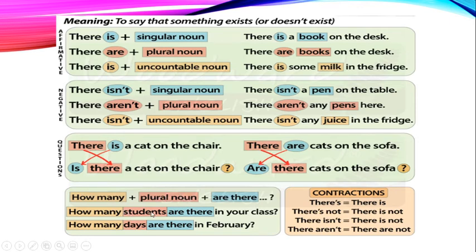How many students are there in your class? How many days are there in February? Okay, and here we have contractions. We say there is, contracted way is there's. There is not, the contracted way there's not. Or we can say there isn't. And there are not, we say there aren't.